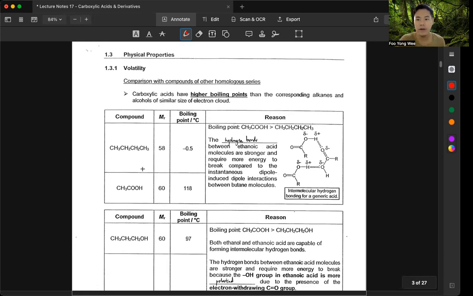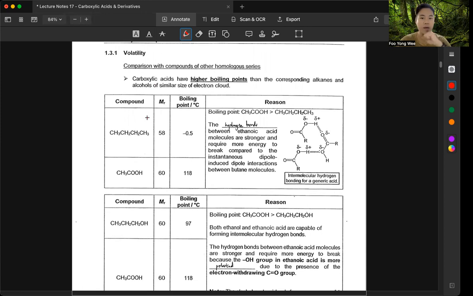Now, for every organic chemistry lecture, we will start with the structure, followed by the physical properties, and then the preparation and chemical properties. All right. So for physical properties, we will compare it with compounds of other homologous series. So if we compare with alkanes and alcohols of similar size of electron cloud, meaning similar Mr, all right, may not be exactly the same, but they're close enough.